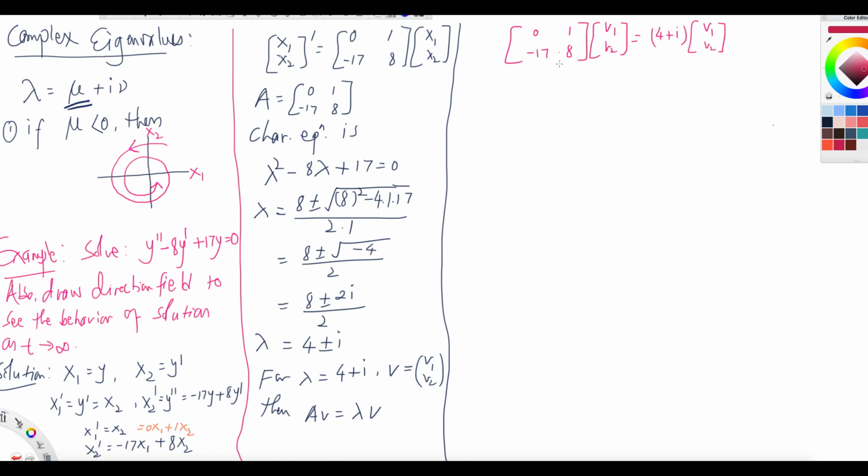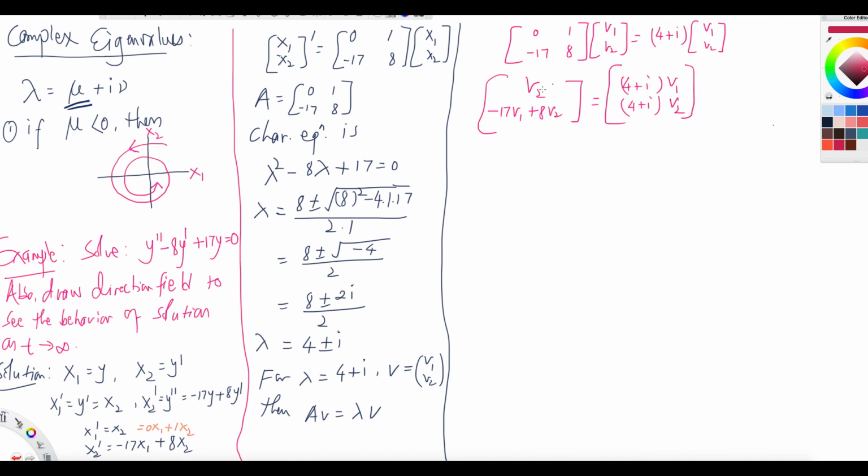How do I multiply these two matrices? 0 times V1 is 0, plus 1 times V2 is just V2. And then what is the second one? Negative 17 V1 plus 8 V2. That's the left hand side, right? And it equals 4 plus i times V1, and then 4 plus i times V2, right? And this is also a matrix.